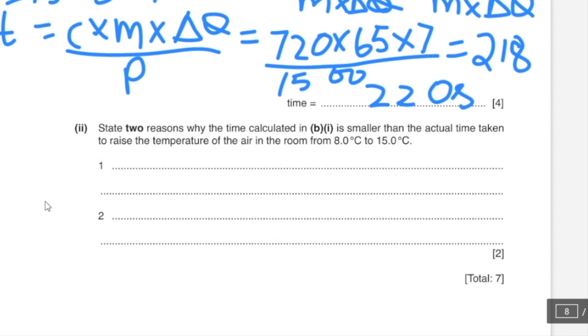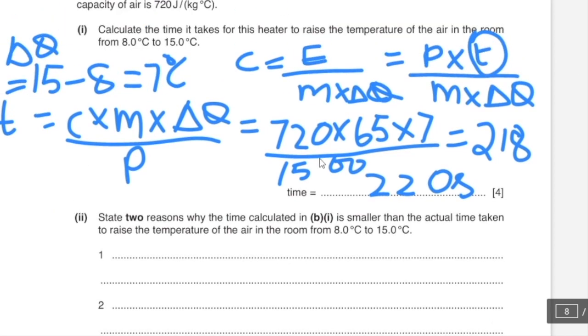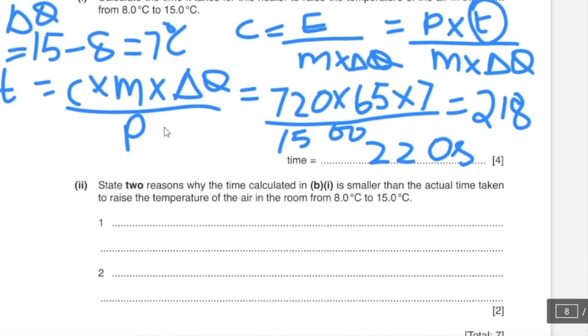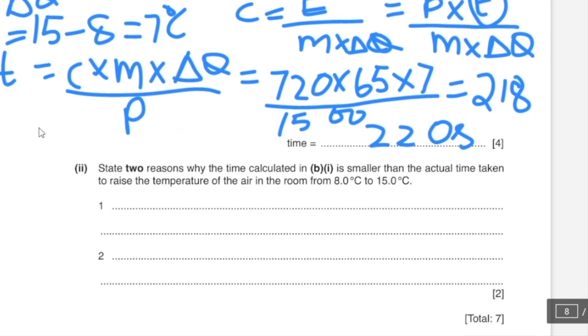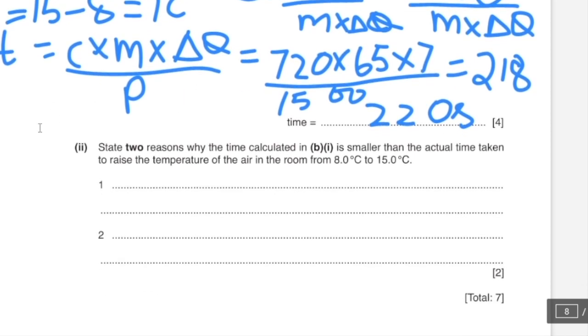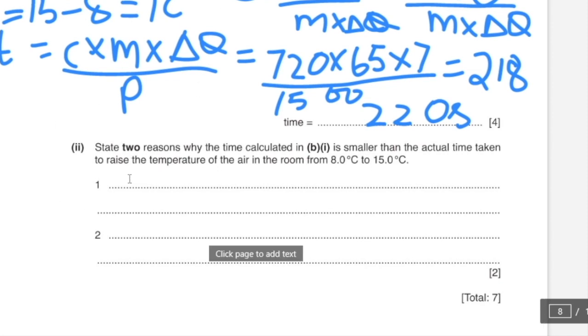To state two reasons why the time calculated in B1 is smaller than the actual time taken to raise the temperature of air in the room from 8 degrees Celsius to 15 degrees Celsius. That's because that is the only calculated time to heat the air. But in reality, the heat may be lost by windows or absorbed by the furniture. I'm going to be writing heat.